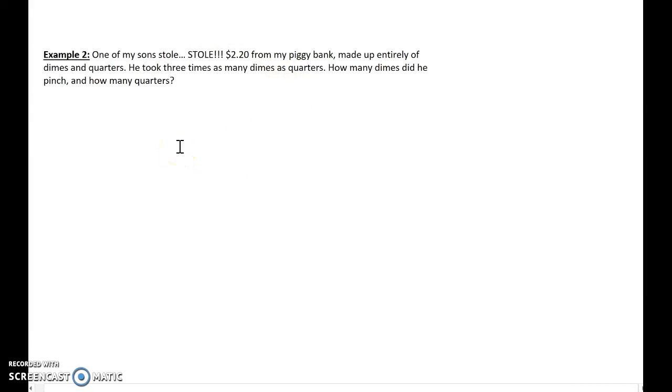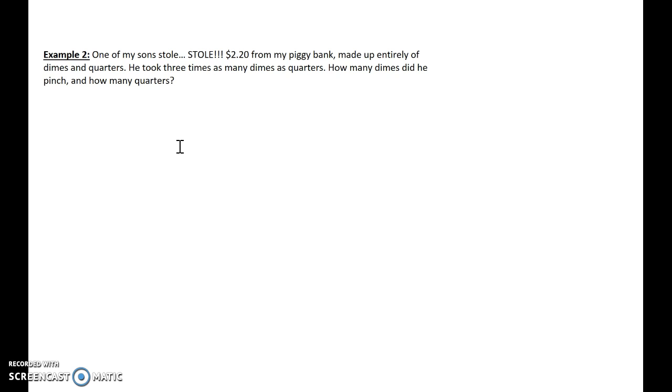Okay, so this is another example on systems of equations and applications of systems of equations, and it's a painful one. One of my sons stole from me, and I'm yet to get over it, so this is my way of expressing and releasing my frustrations.